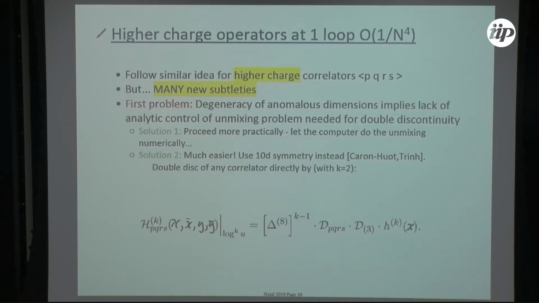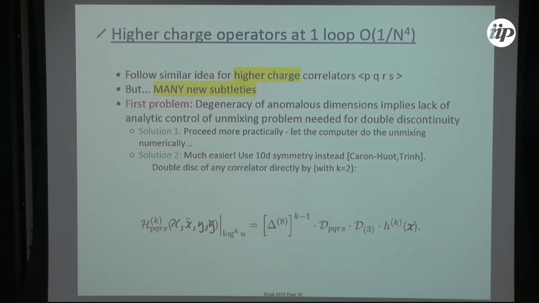Okay, so that's the story for the 2222 correlators. I want to now try and quickly summarize some of the subtleties that appear when you look at higher charge correlators at one loop. So this, if you like, is we're trying to give an algorithm for how to compute arbitrary one loop 4-point functions of Kaluza-Klein gravity operators. Okay, so we're looking at pqrs. So there's a lot of new subtleties that appear here that weren't there in the 2222 case.